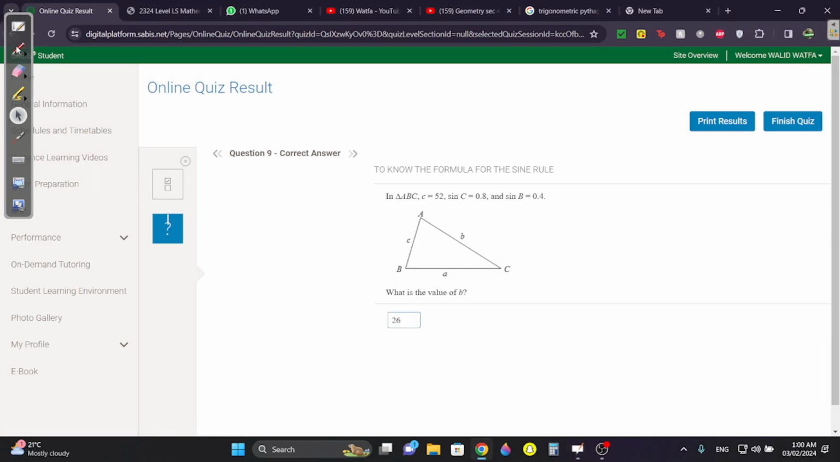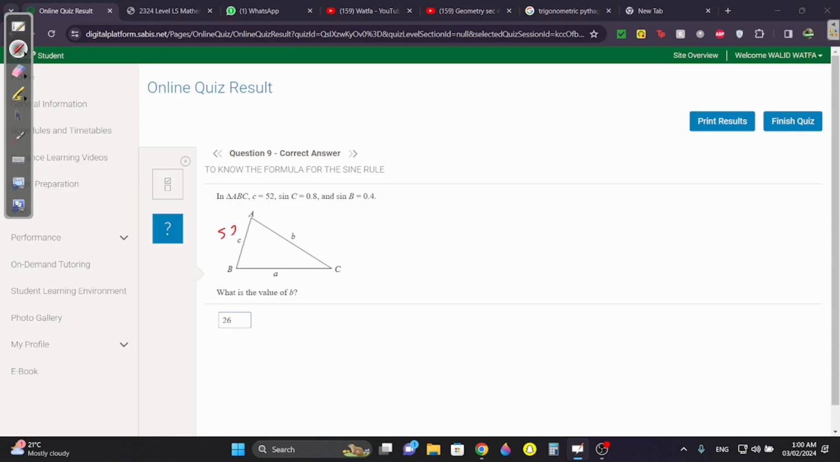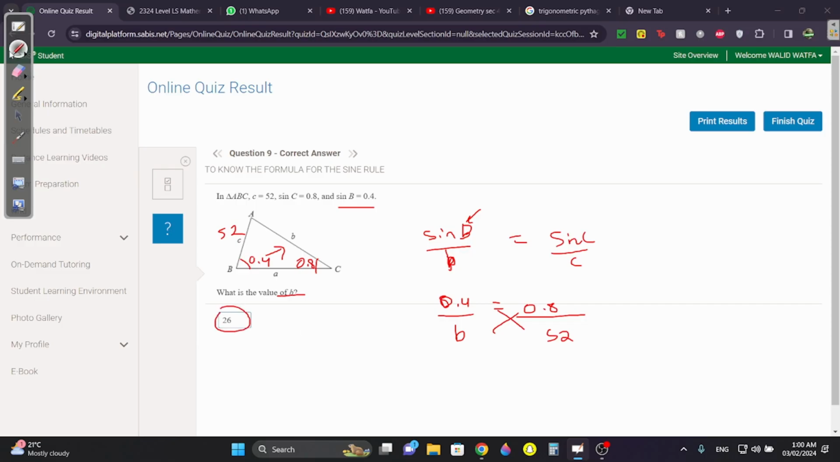Question 9. C is 52. Sine C is 0.8 and sine B is 0.4. What's the value of B? It's the side opposite to it. So we want B first, so we can do sine B over B. Well, this is capital. Sine B over B equals sine C over C. Top, sine B is given, 0.4, over the side opposite to B we're trying to find, equals sine C, 0.8 is given, over C, 52. Cross multiply, you get 26.